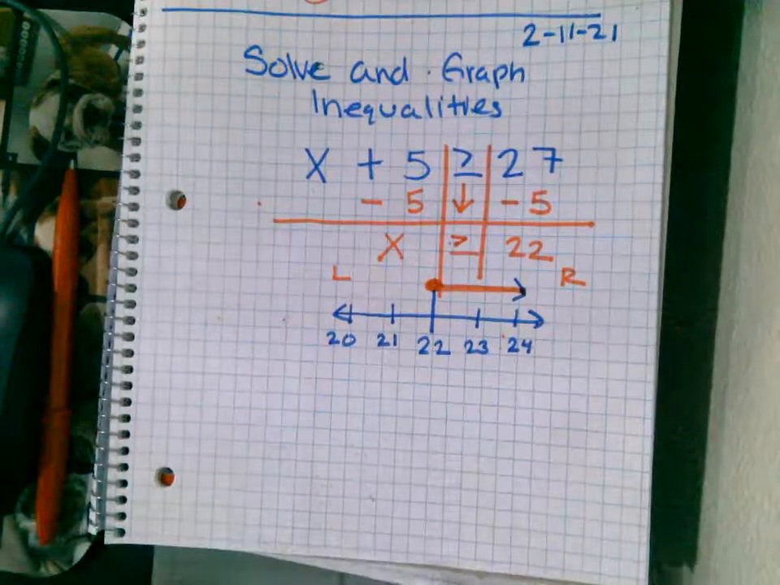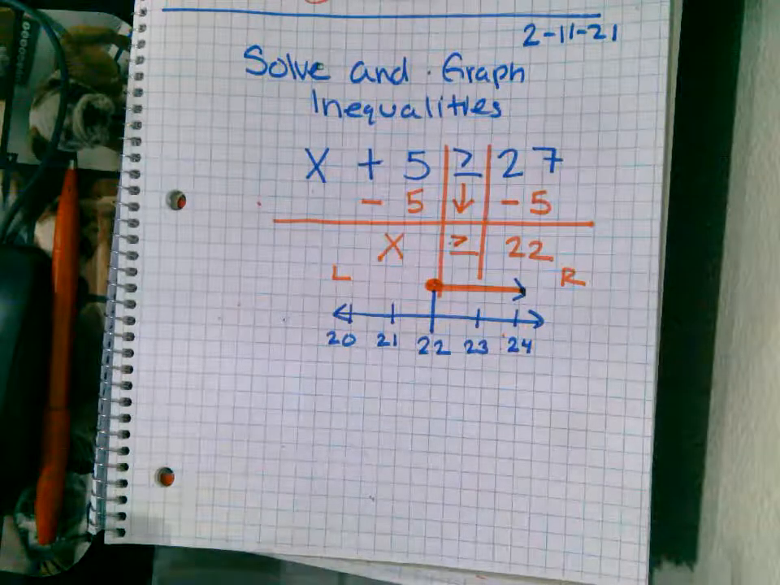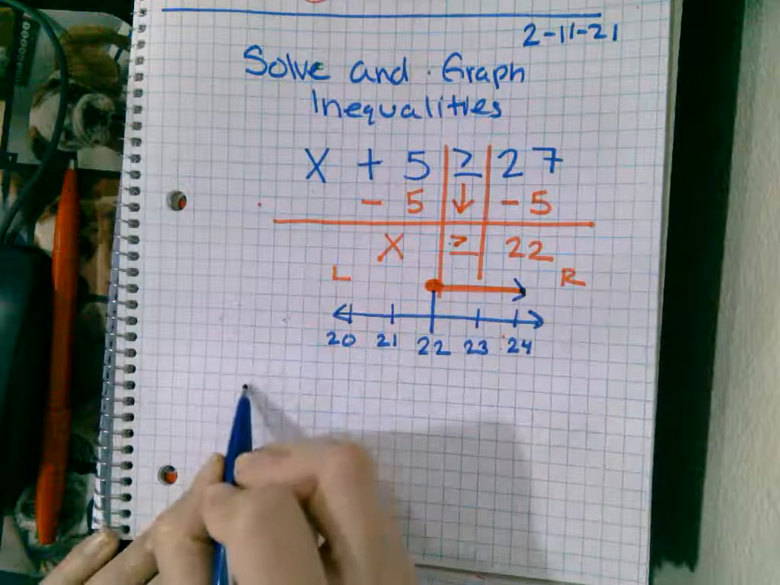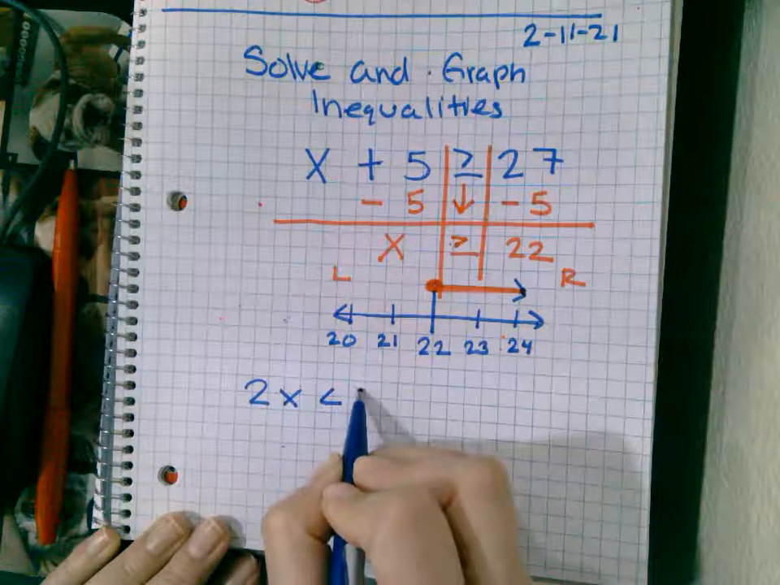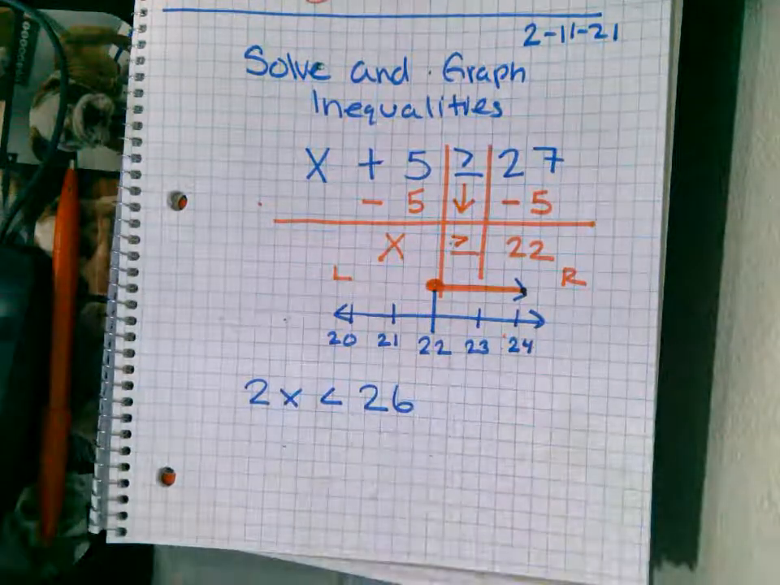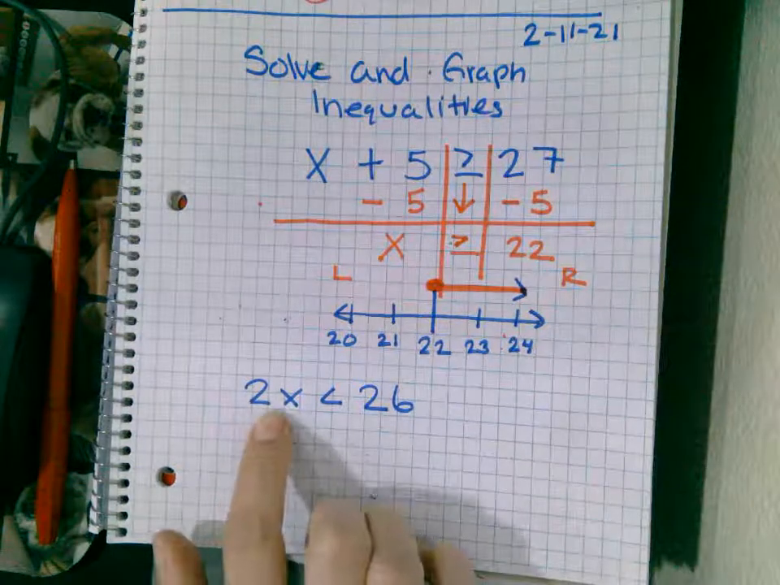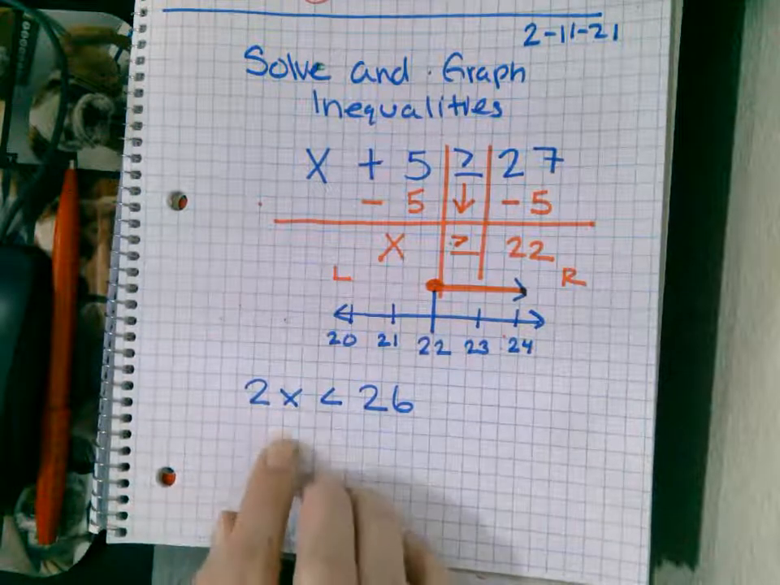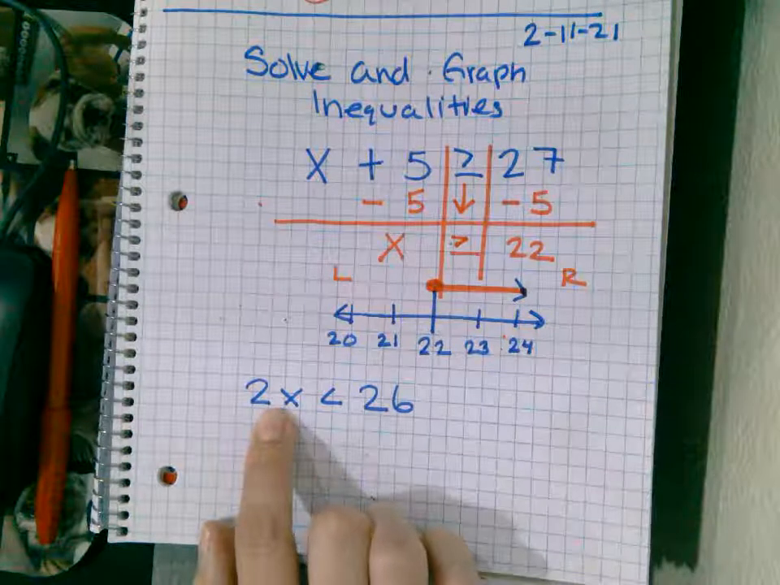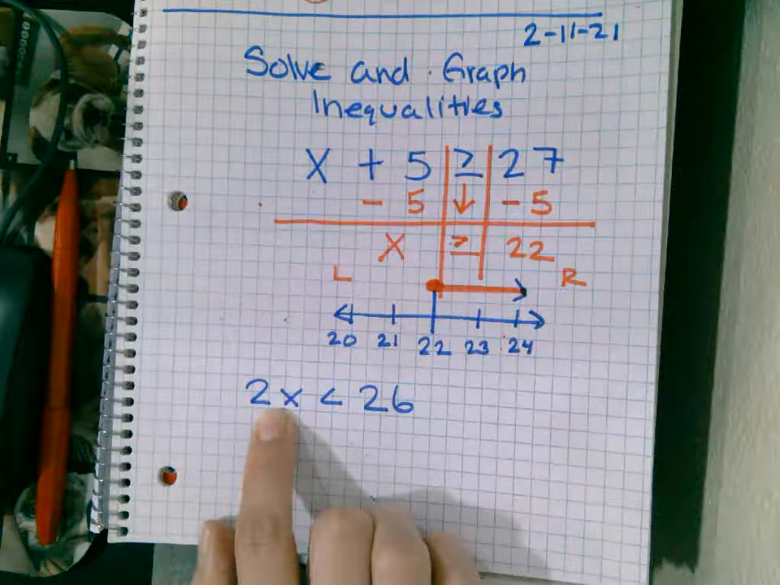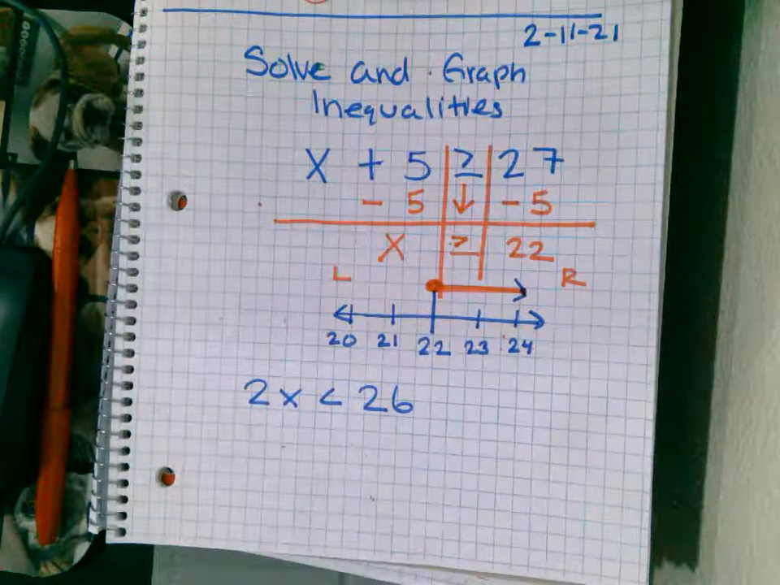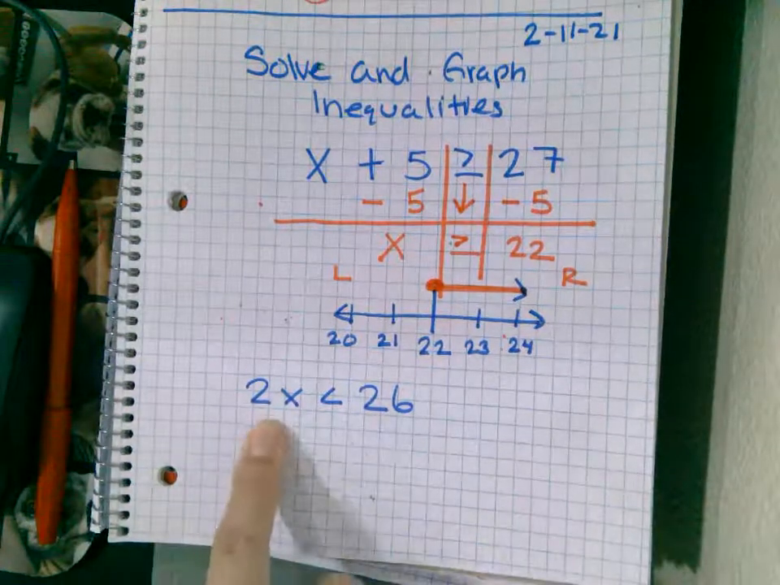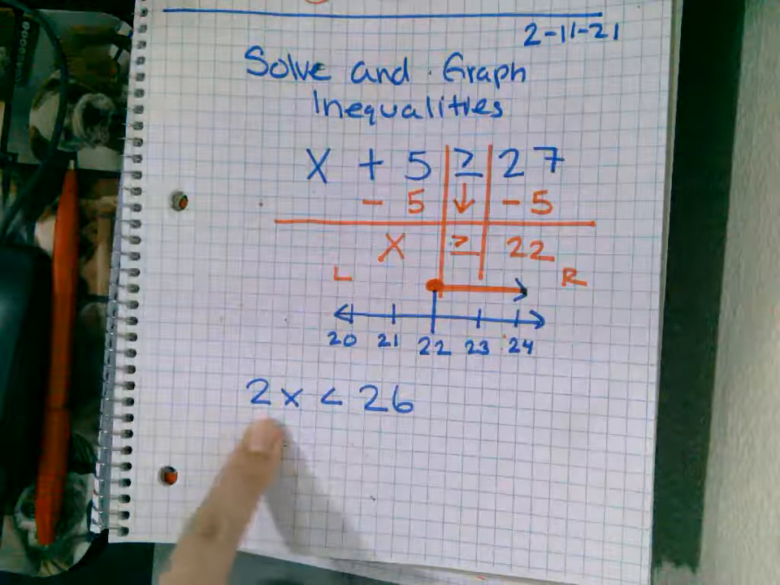Next problem. Pay attention. Okay, what if I have a problem that looks like this? 2x is less than 26. Now, when you have this 2x and they're kind of like squished together, there's no plus sign, there's no minus sign, there's no multiplication sign, there's no division sign. It's just the number and the variable pushed together. What operation does this stand for, though? What operation is there that you don't see?